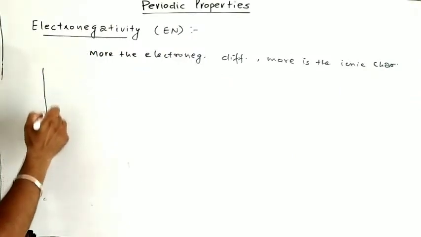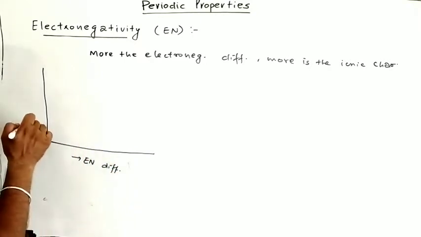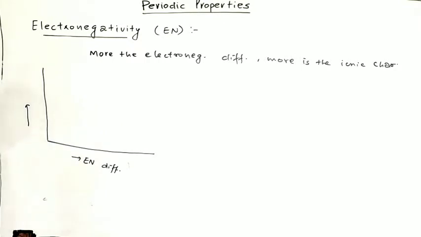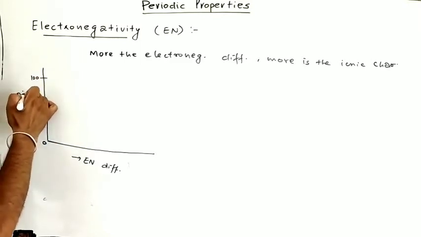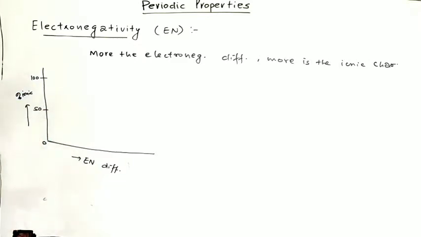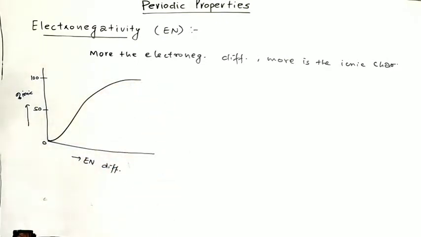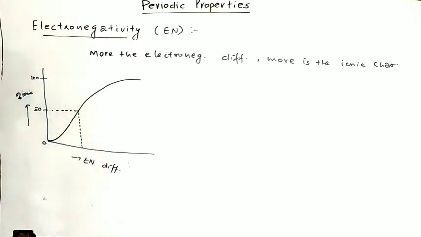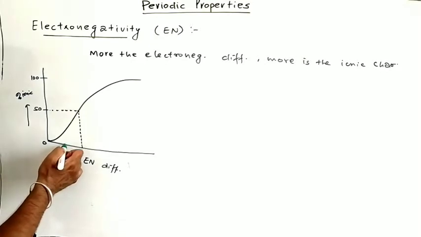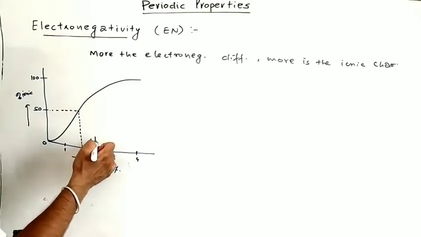Means you can say, if you draw like this, here is the electronegativity difference, and along this side there is the percentage of ionic character: 0, 50, 100. The graph will be like this. It will be 50% ionic when the electronegativity difference is, say here is 1, 2, 3, 4, exactly 1.7.